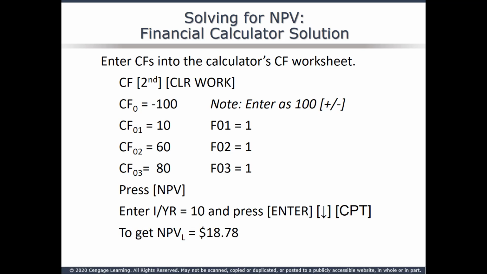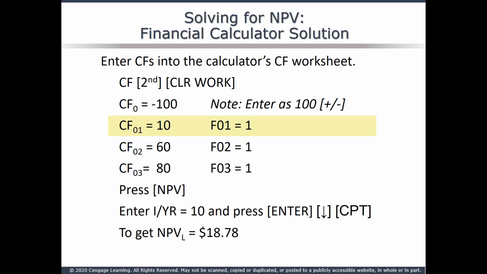As mentioned in the TVM chapter, familiarity with the cash flow worksheet operation is important. In your calculator, press Cash Flow, Second, Clear Work. With CF0 displayed, enter 100 plus or minus, press Enter, and the down arrow. Remember the pattern from the TVM lesson and the video. With CO1 displayed, enter 10. Press Enter and down.